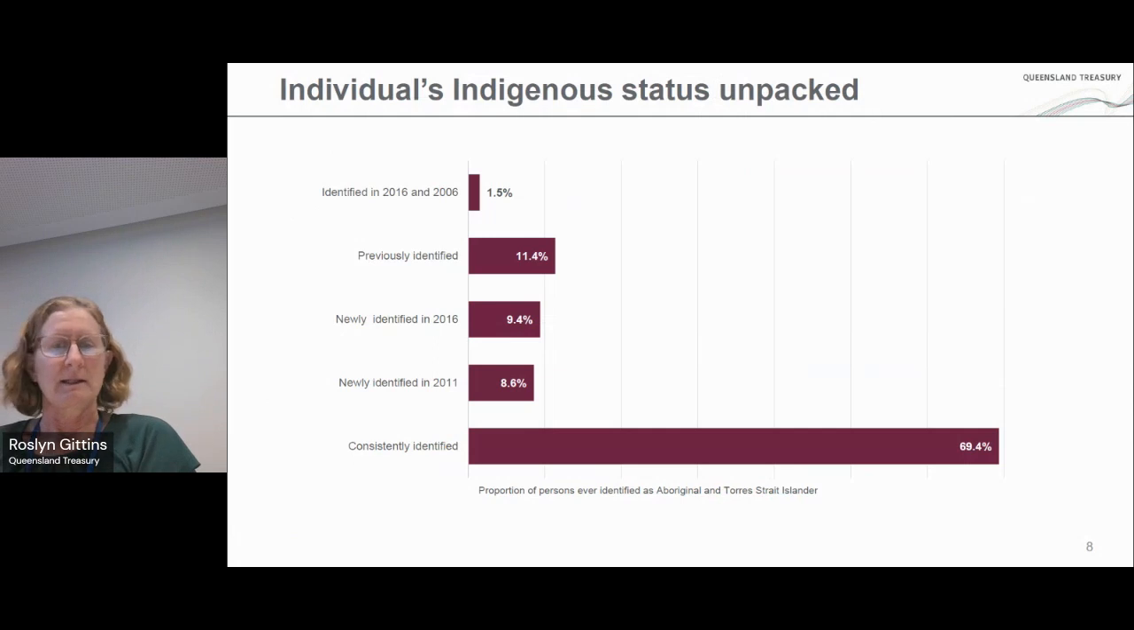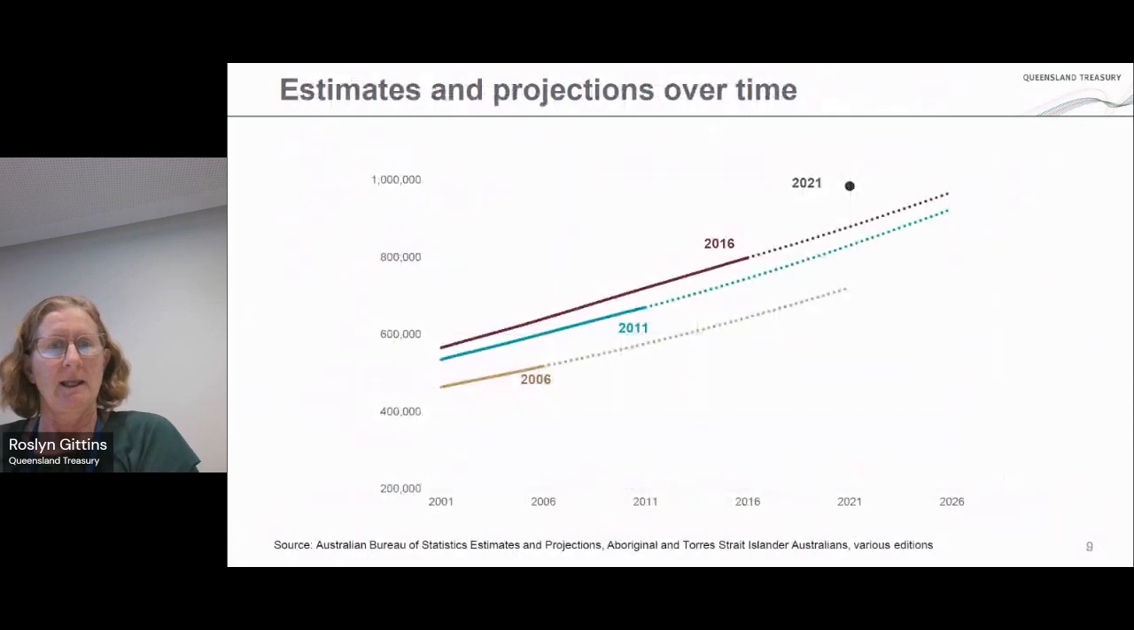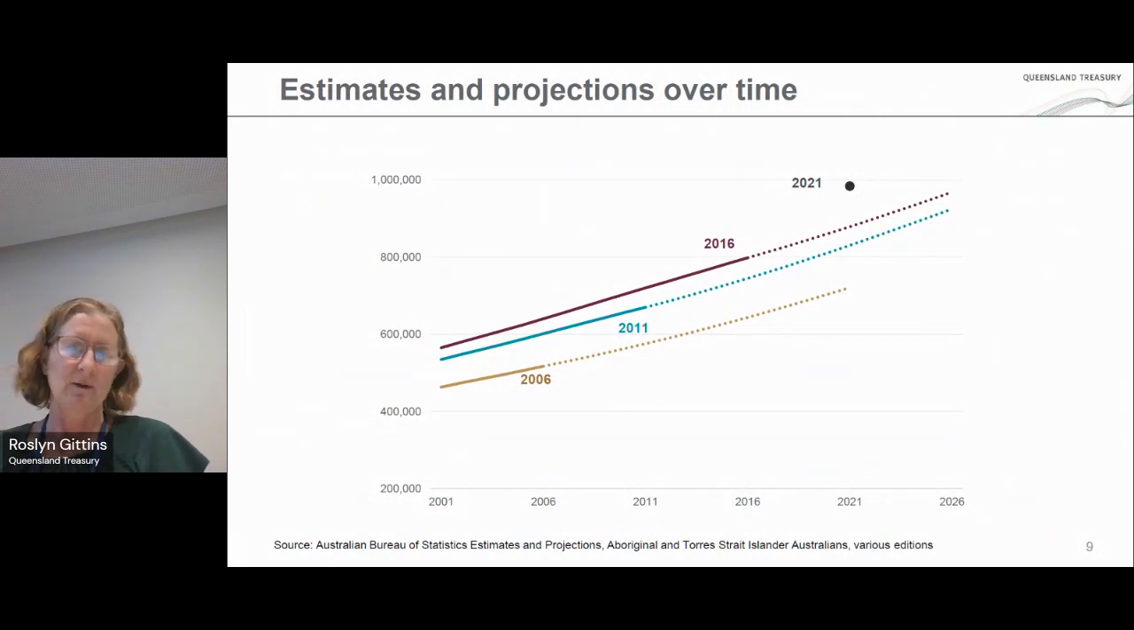So having looked at those census counts quite quickly, we'll have a look at the population estimates, which is what is really going to affect the reporting. As I said, the census counts are used to create the estimates. So this is the plot of the estimates and projections for the 3 subsequent censuses, 2006, 11 and 16.